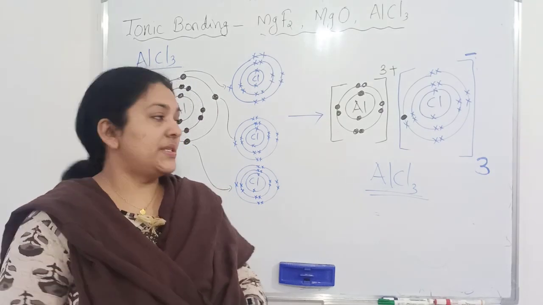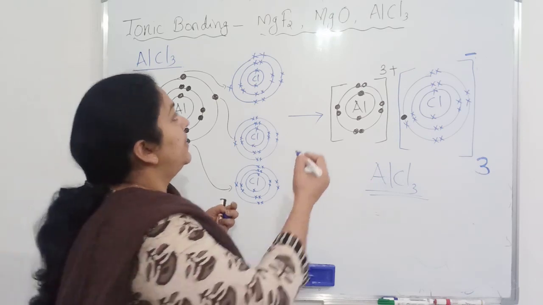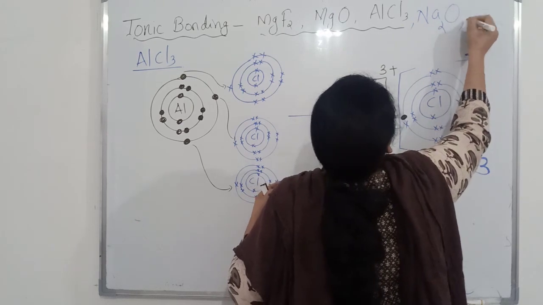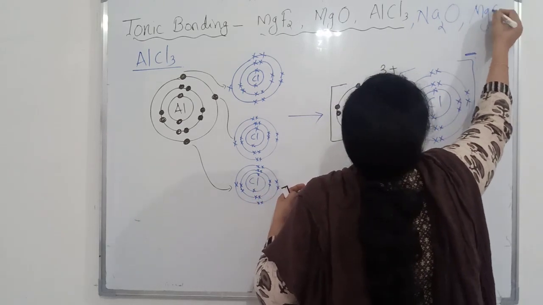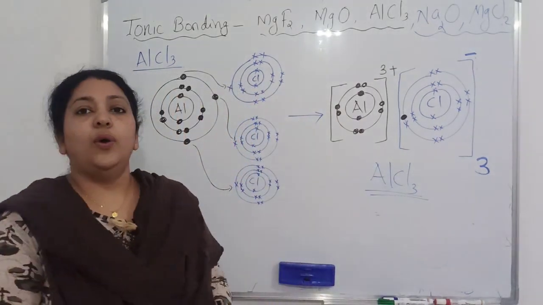Now the home assignment is draw the ionic bonding in sodium oxide and magnesium chloride. 2 more home assignments.